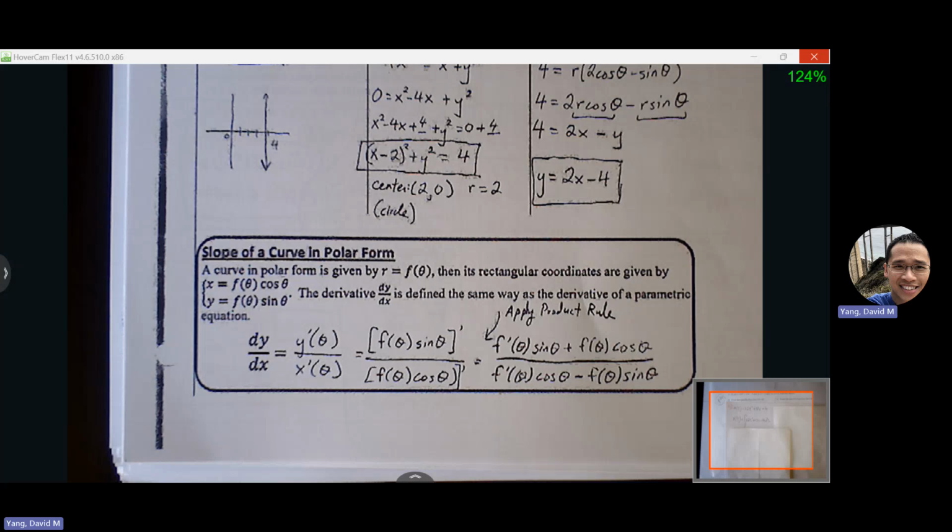So if I want to find dy dx in terms of theta, it's just y prime over x prime. But both y and x have a multiplication of two different things here. So if I want to find y prime over x prime, I've got to go through a product rule here. f prime g plus f g prime, and then f prime g plus f g prime. The minus is showing up because the cosine's derivative is negative sine. But essentially, we're just doing product rule for both of these.